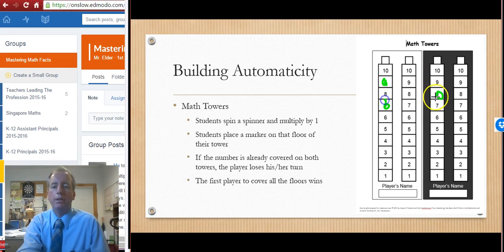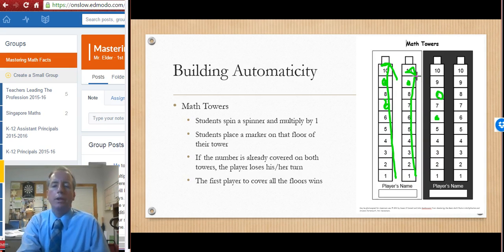I spin and I get a 7. My partner spins and gets a 6. I spin and get a 9 again. Well, now I've used up all my 9s. And my goal is to cover all the floors. Now you could decide, are you covering one set of floors or do you have to cover them both?